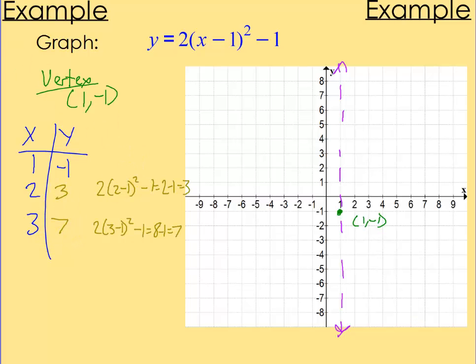Now I want to plot those points. So I'm going to plot the first point, 2, 3, right there. I'm going to label it 2, 3. And the second point, 3, 7, so 3 and then up 7. It's going to be right there.